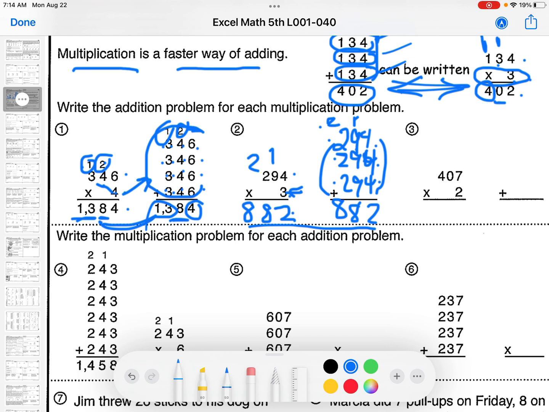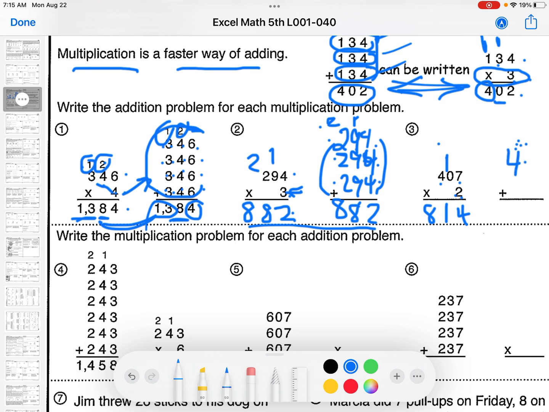Okay, so you should have already done this problem and this one over here too. Should have done both of those with the answer. 7 times 2, 14. Regroup with the 1. 0 times 2 is 0. Then add the 1. 0 plus 1 is 1. And 4 times 2 is 8.